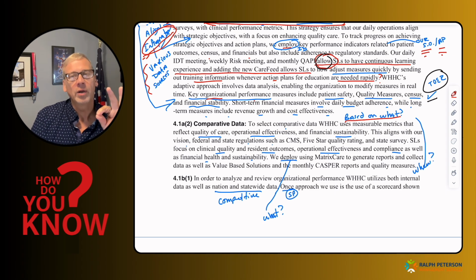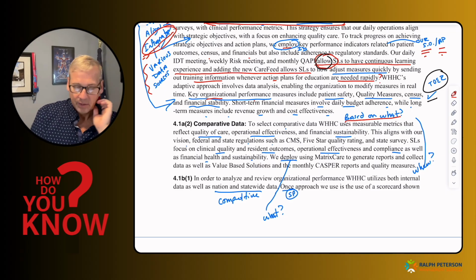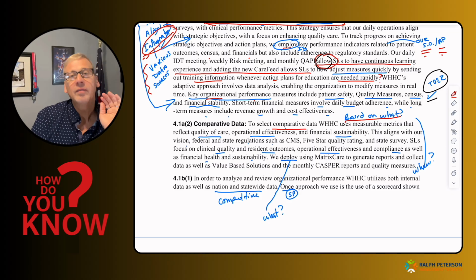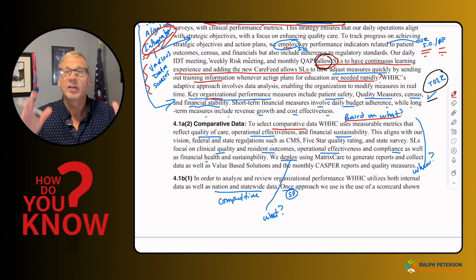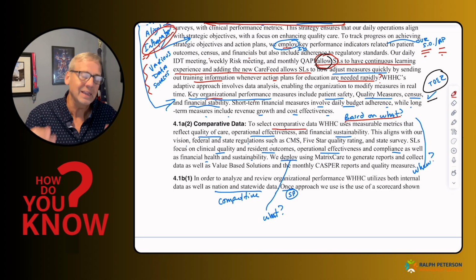Oh, okay, so hold on. Based on what? We're talking about comparative data. What are you comparing? How do you select comparative data? Compared to what, right? So there's two ways to think about this. Probably a dozen ways to think about it, but two ways that I think about it.